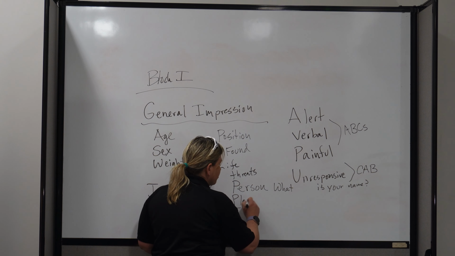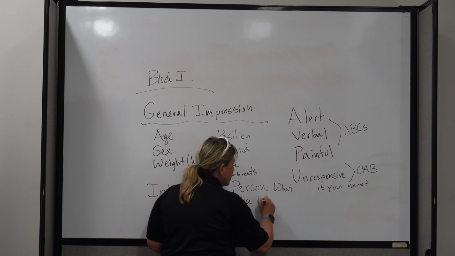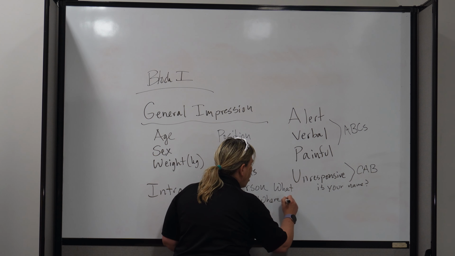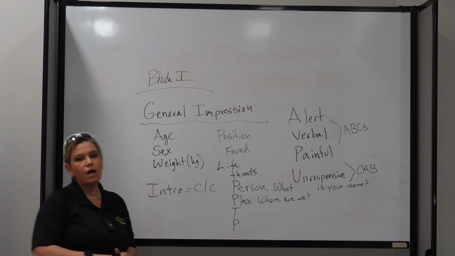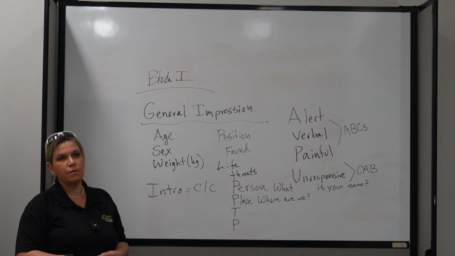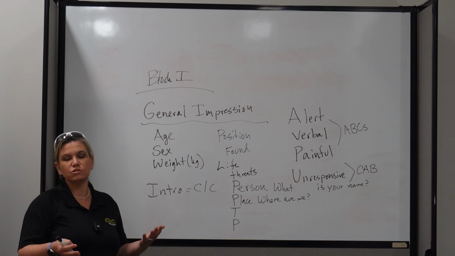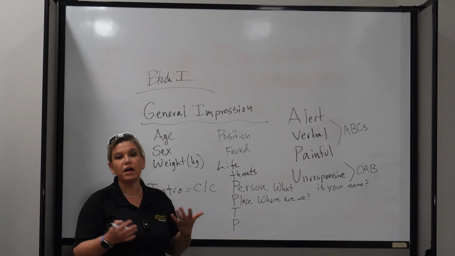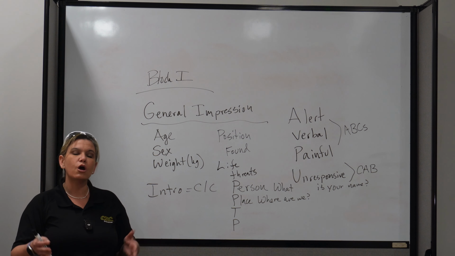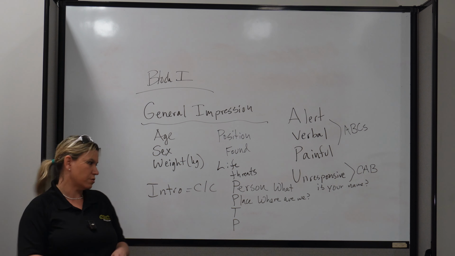Then we have place. So for place, I could ask, where are we? I could ask them what city they're in. I could ask them a name of a place. Maybe we're at a store. We can ask them the name of the store. But again, we're going to ask, where are we? We're not going to say, do you know where you're at? Because they're going to tell me yes or no.